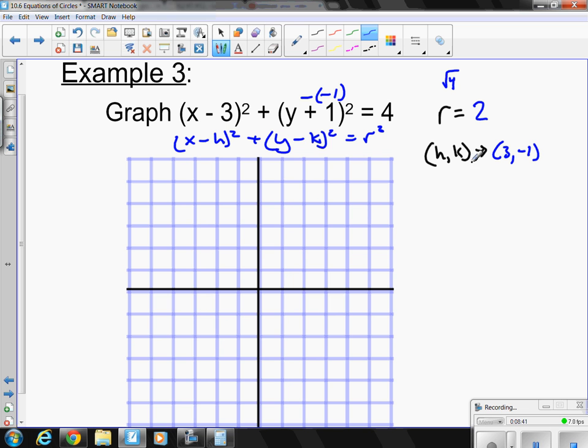So now I can graph this. My center of my circle is at (3, -1), with a radius of 2. So I'm going to go over 2, up 2, down 2. This length looks to be about there. So I add in a few more points to help me make sure I get it round as I start to draw in my circle.